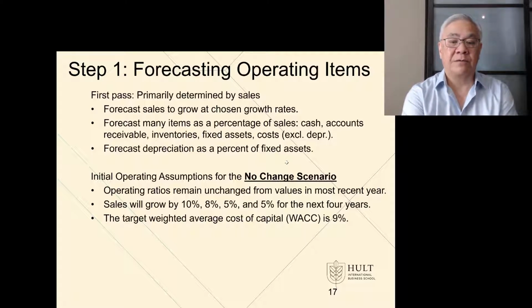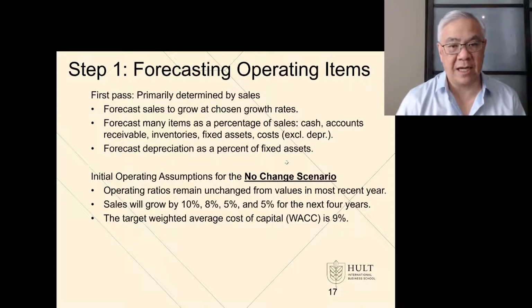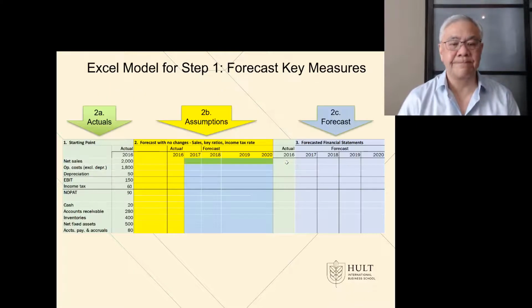We're going to also start with a scenario of no change. No change means we had results in 2017. What if nothing changes in the underlying percentages? How bad does it look? So that's what we're going to start with to create a baseline.